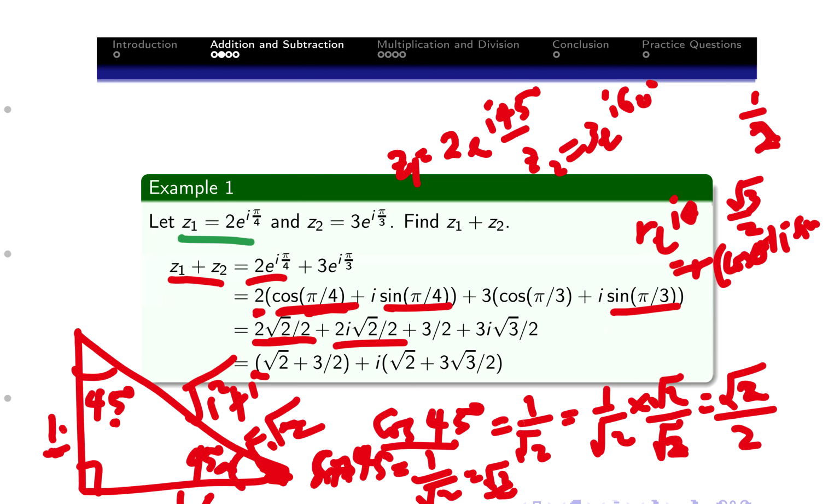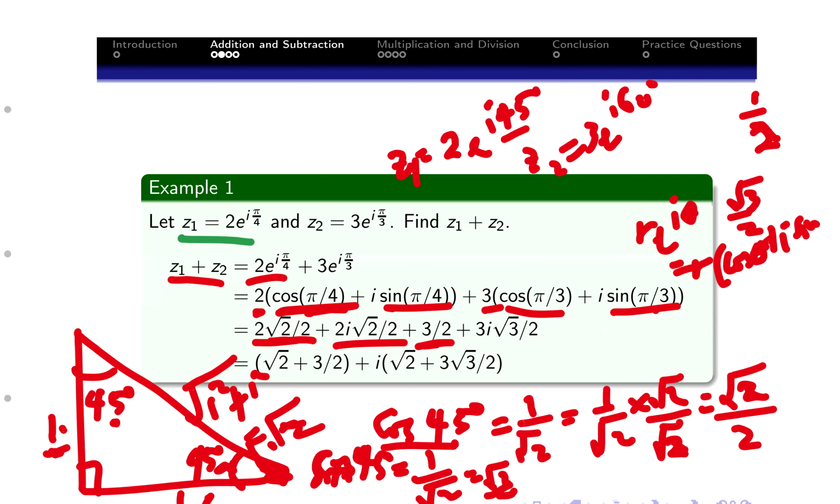Okay? So here, cos pi over 3 is 1 over 2. So 3 times 1 over 2 is 3 over 2. And then this is sine pi over 3, which is root 3 over 2. So i root 3 over 2 times 3, that's 3i root 3 over 2.